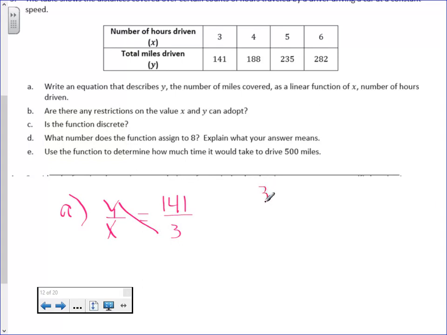Diagonally, the 3 and the y point to each other, and the 141 and the x point to each other. So all you have to do to get your equation is divide by 3. In this case, we're talking about driving, hours driving, and how long it takes. So what did you get? 47. That's the answer to part A on the back.